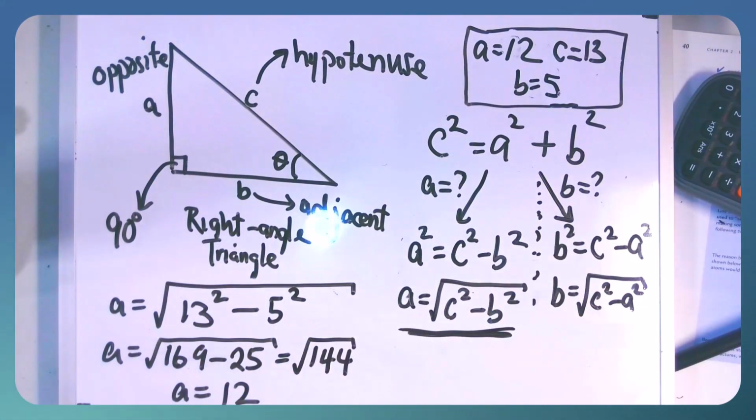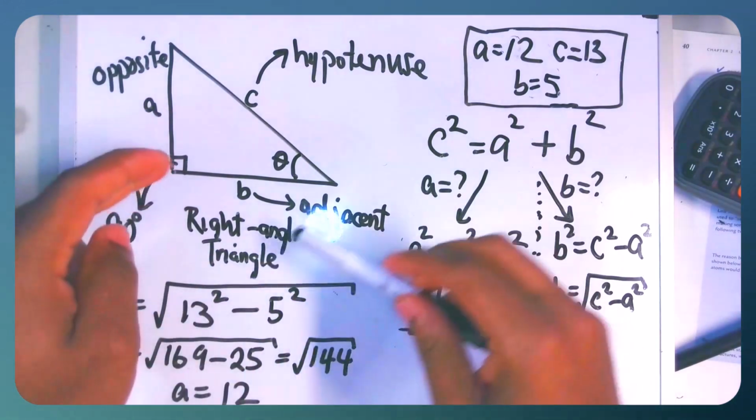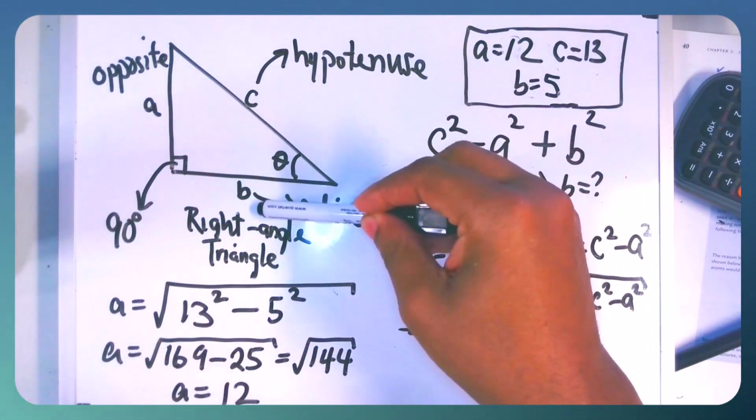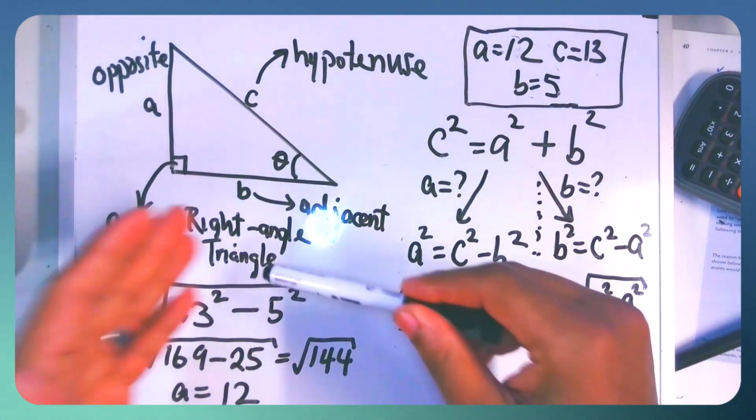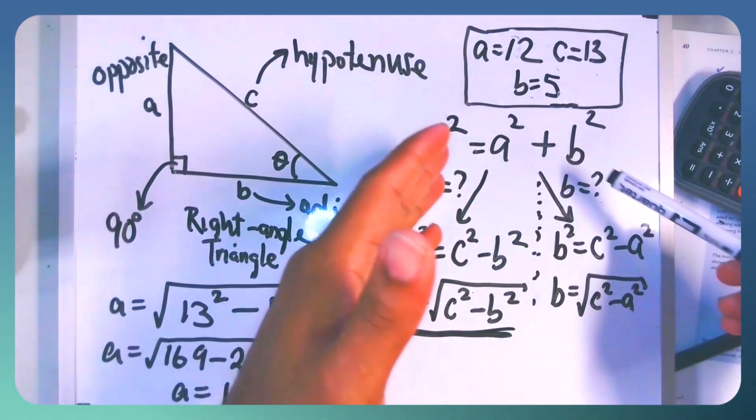I hope you found this really informative in terms of figuring out the smaller side given the longest side and the other smaller side of a right angle triangle using the Pythagorean theorem.